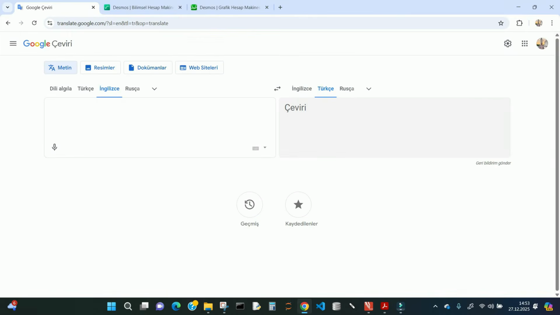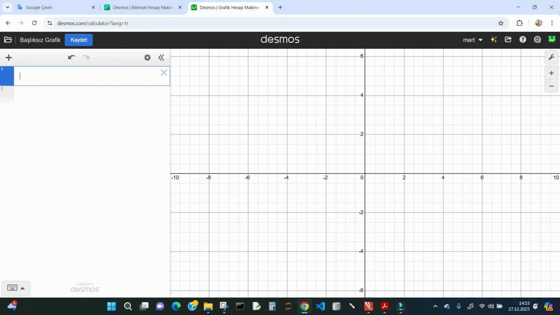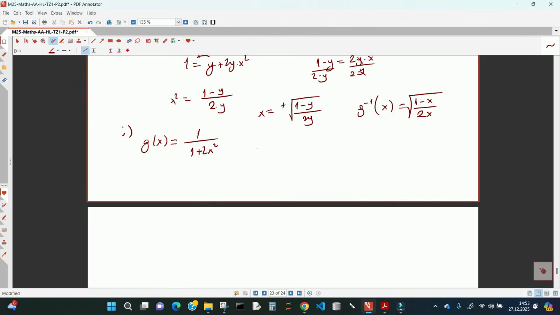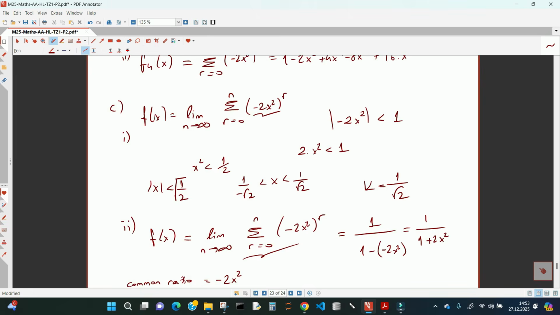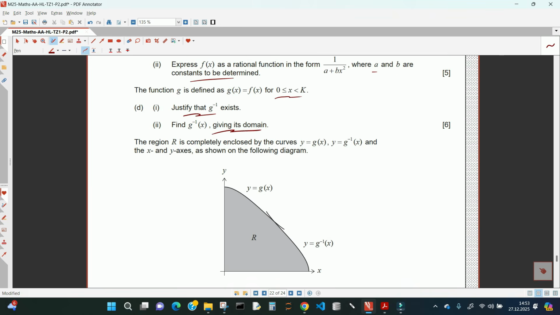The graph of this function, let's draw this one, 1 over 1 plus 2x squared. Yeah, and we are just taking the positive side, so it's going like this. Since g of x is one to one, the inverse of g of x exists. And we found the inverse of g of x too, right?